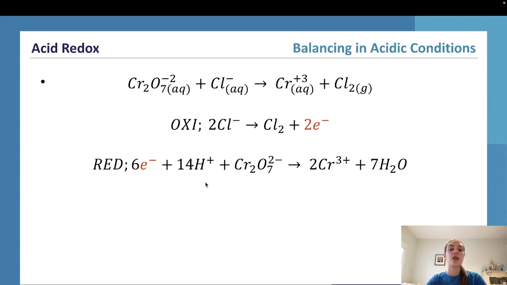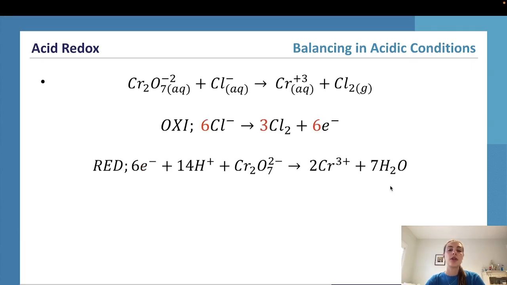So in order to make those balanced and have the same charge on both sides, we need to put 6 electrons on the reactant side, so that we've got 12 minus 6 gives us +6 on the reactant side, and then we've got +6 on the product side.